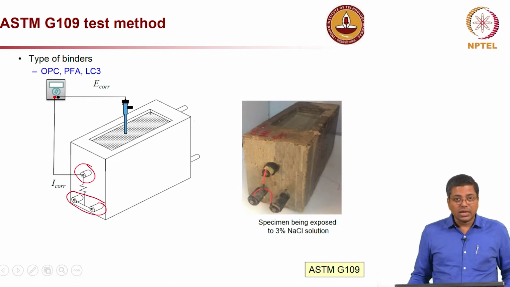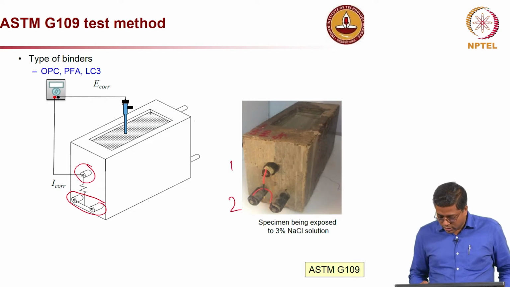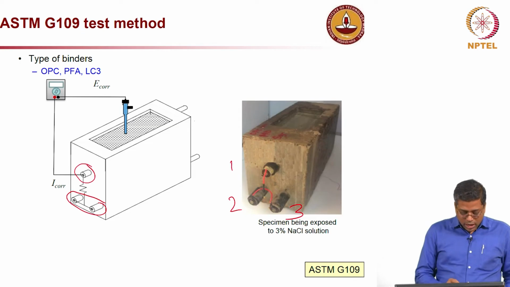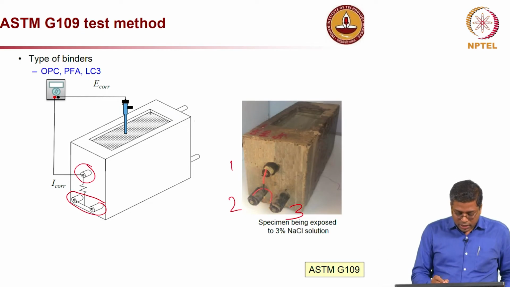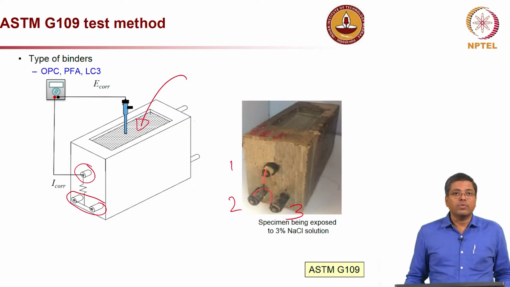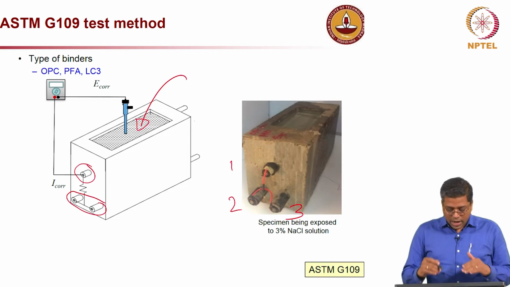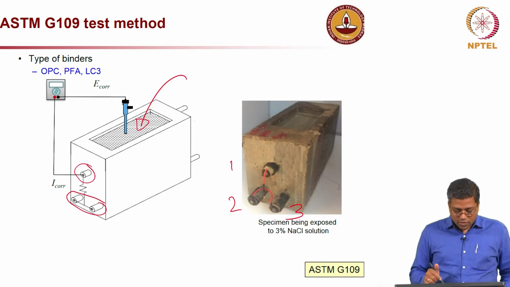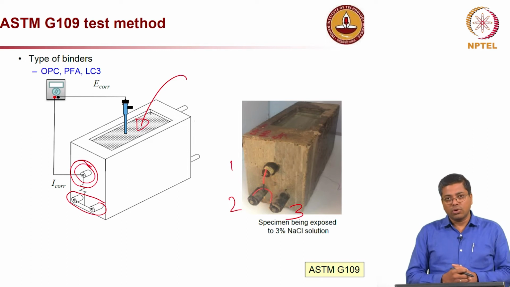So, you can see 3 rebars on the specimen, 1, 2 and 3. The 2 and 3 are connected together, and the top rebar is the one which is expected to corrode, and here is the reservoir where you will place the chloride solution. The chloride solution penetrates into the concrete and reaches the first rebar, or this top rebar, and that rebar will start corroding.